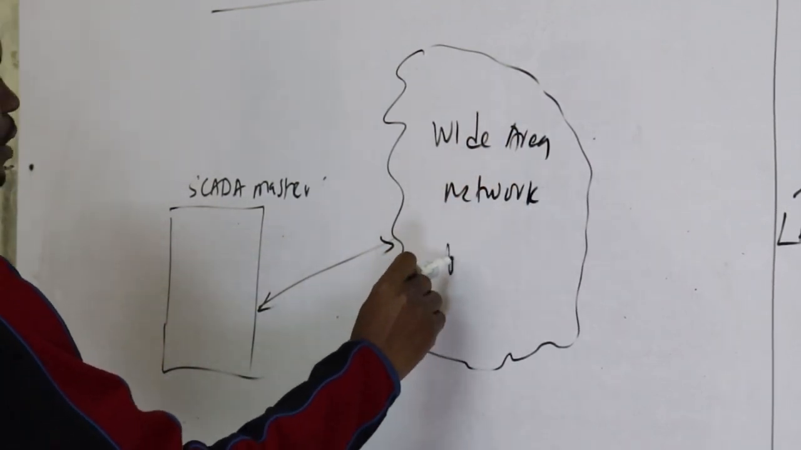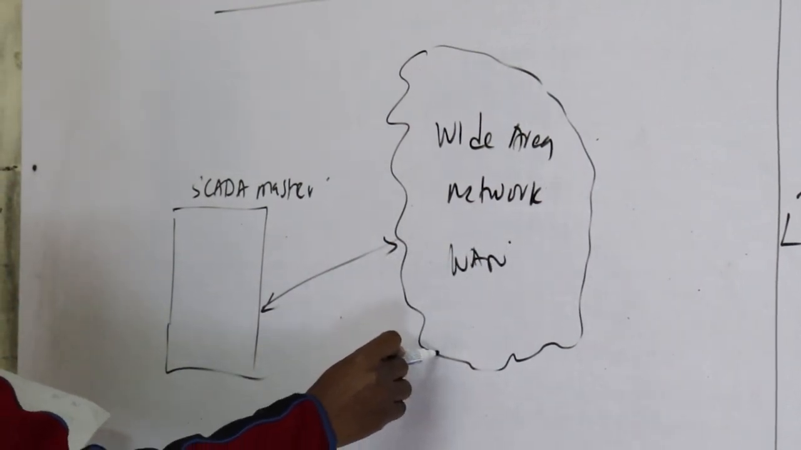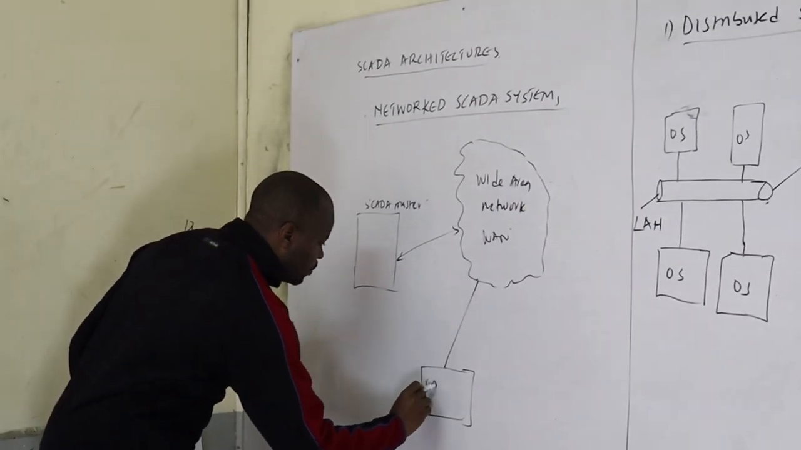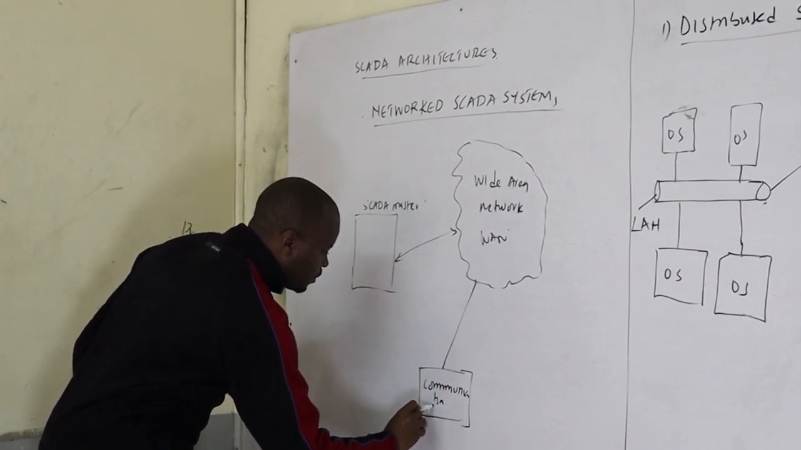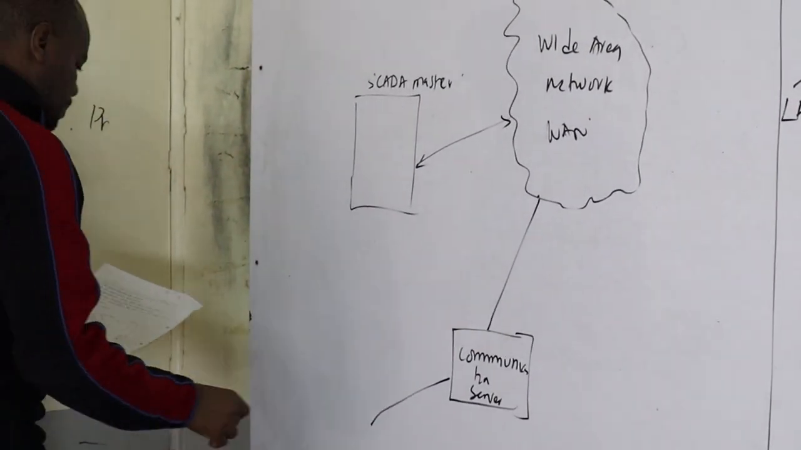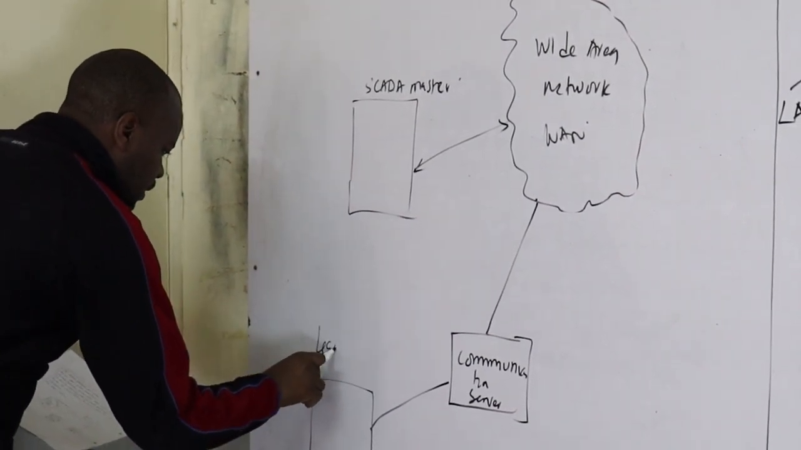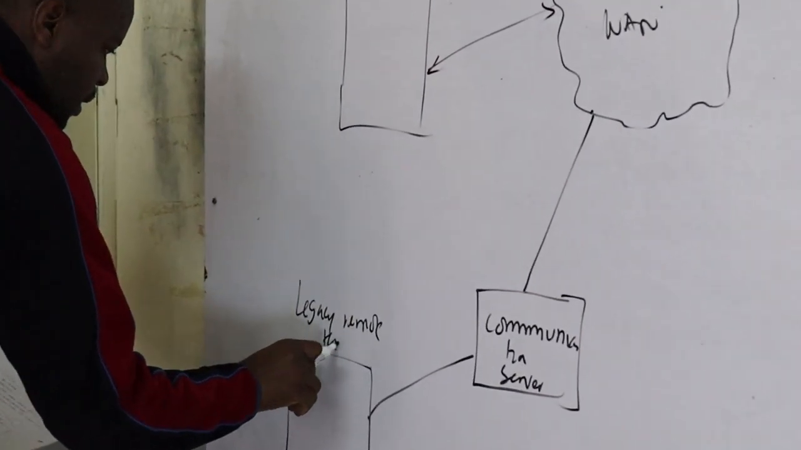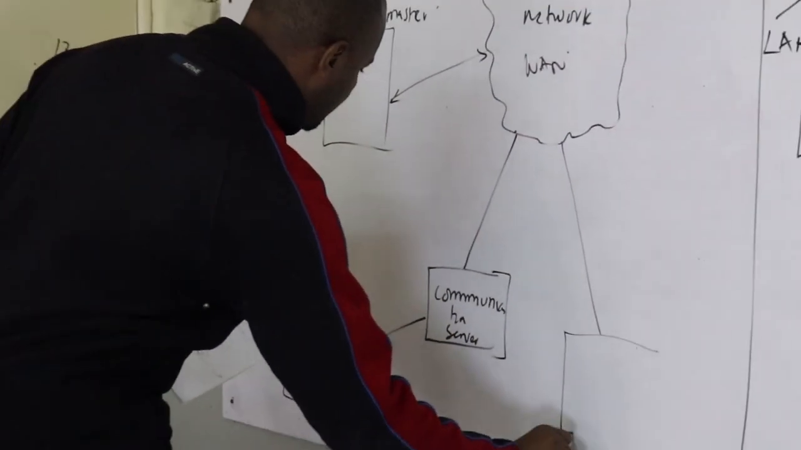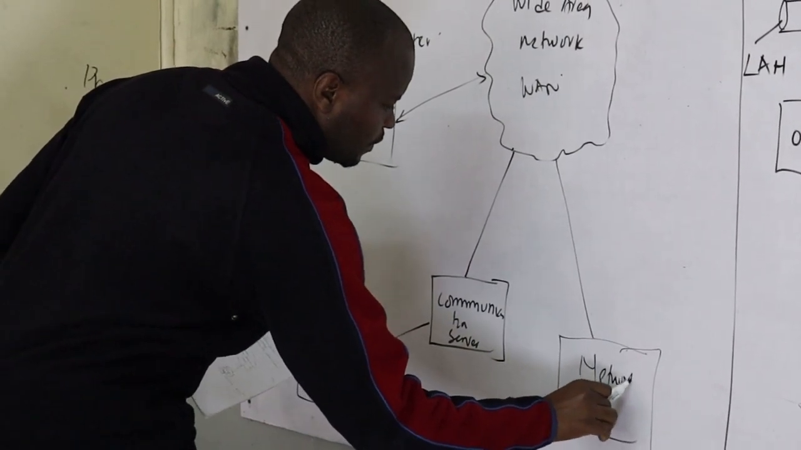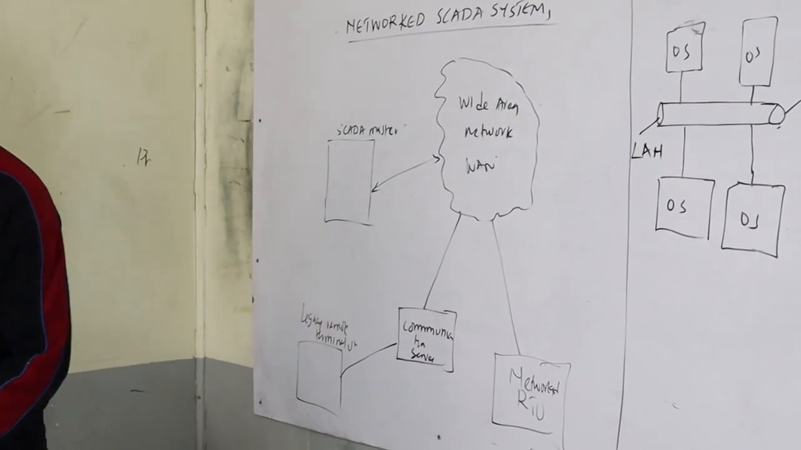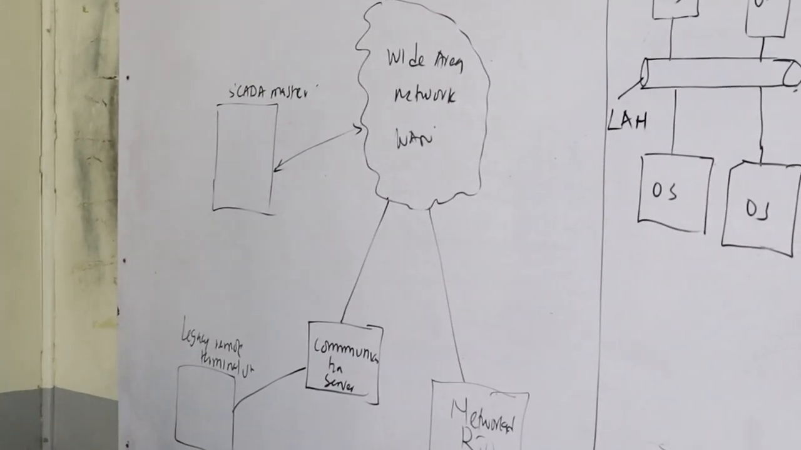The wide area network can communicate to the communication server here. We can talk of that one as the communication server. Then this one can talk to the legacy remote terminal unit. And again, this one can still talk to the networked RTU. So basically, that is the representation of a networked SCADA system.